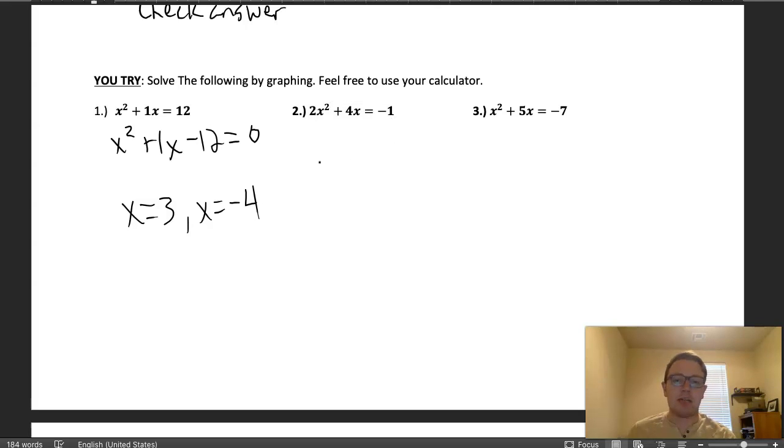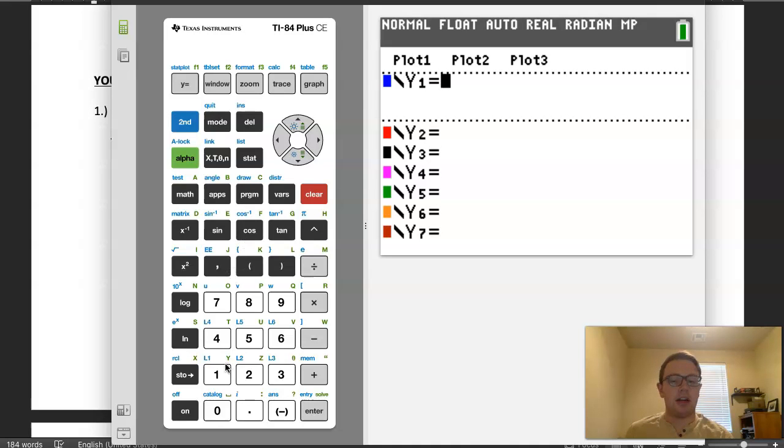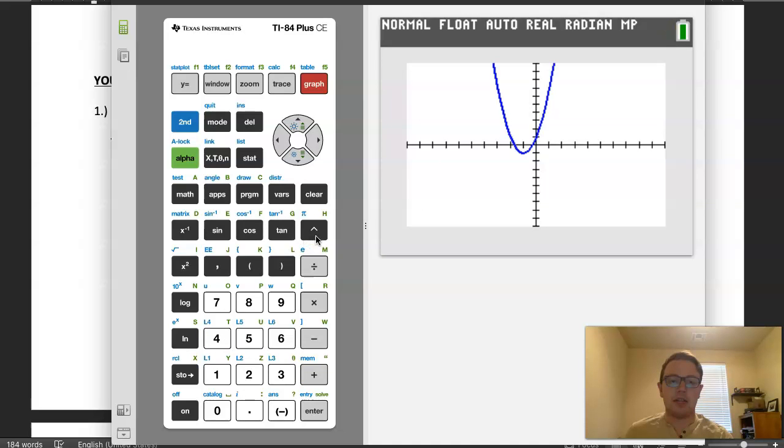Well, for this one, we're going to move the 1 over to the other side. So this becomes 2x squared plus 4x plus 1 is equal to 0. Let's go ahead and graph that. So here we are. We're going to put it in: 2x squared plus 4x plus 1. We're going to graph that, see where it equals 0.